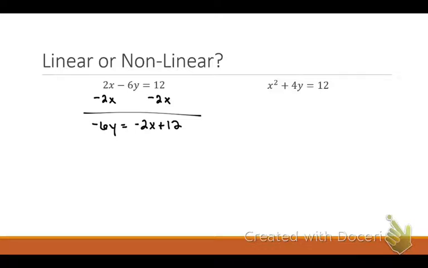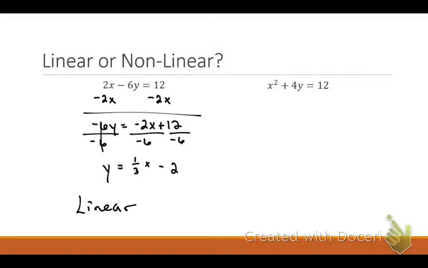Now, one more step, Isaac. What do I do across this entire equation? Divide it all by 6y. Very close, but divide it all by what? 6. Not 6, but 2x. What is it? Negative 6. Negative 6, negative 6. So y equals what? 1/3 x minus 2. This is 100% linear.